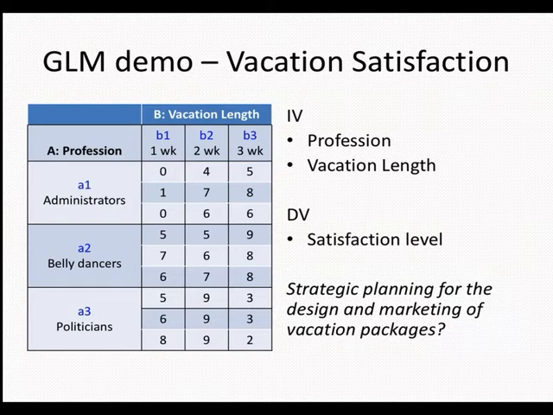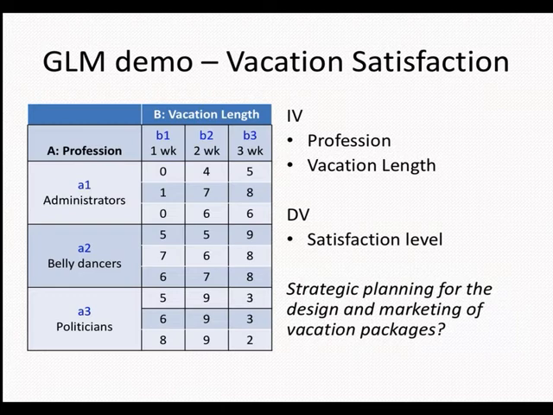So then the other independent variable is vacation length. So it's whether the vacation is 1 week, 2 week, or 3 week. And the outcome variable, the dependent variable, is how satisfied are they with the vacation? How much do they enjoy the vacation?